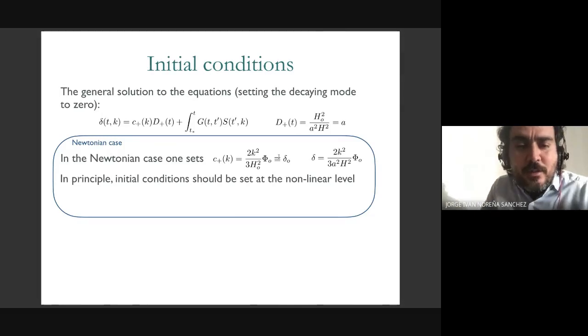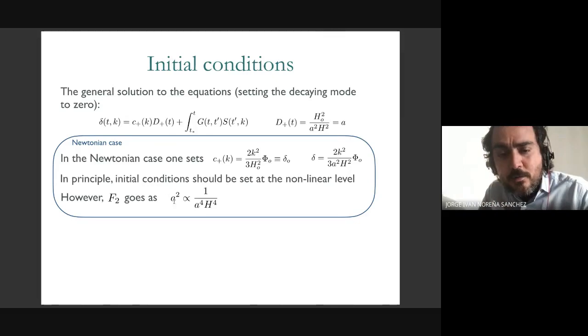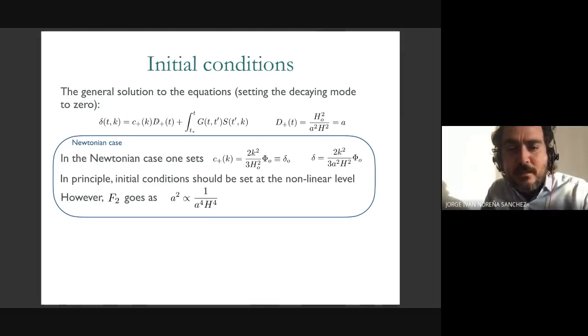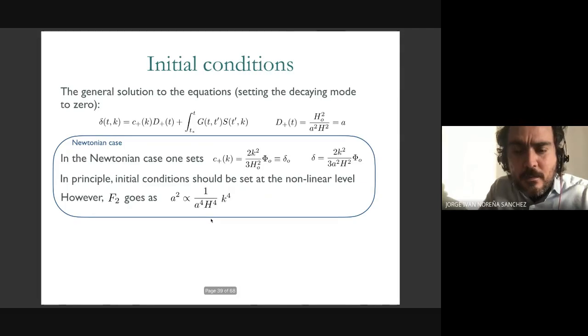That's simply because nonlinearities grow like a squared, right? So if I go back in time, they decay towards the past. So they are very small at the initial time, and you can ignore them Newtonianly. And let's estimate by counting powers, since we are, for simplicity, in Einstein de Sitter, let's estimate how big these second order equations are in our approximation.